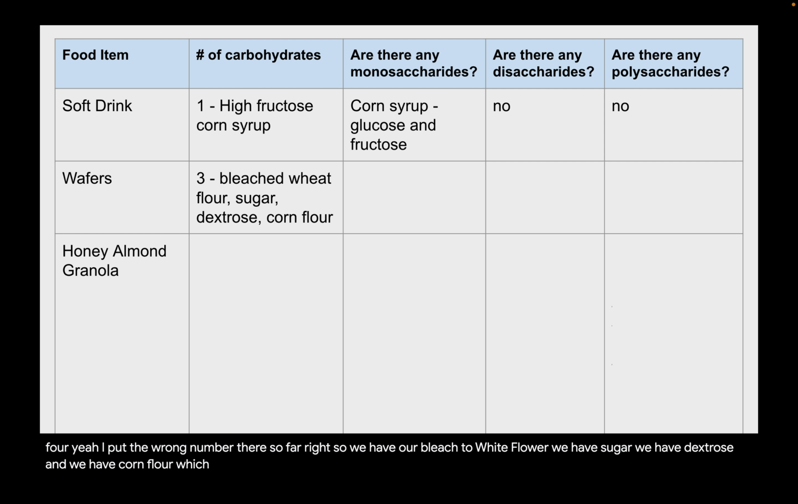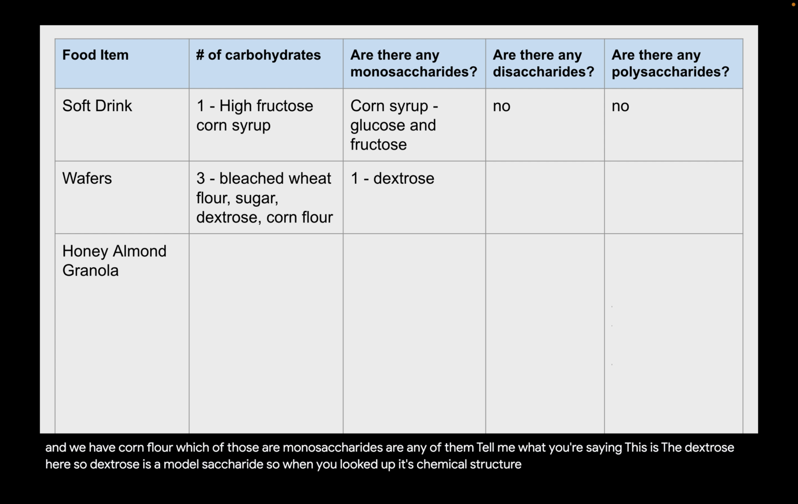Which of those are monosaccharides? Are any of them? Which one? Is it the flours, the sugar, or the dextrose? Yeah, the dextrose here. So dextrose is a monosaccharide, so when you looked up its chemical structure, you only saw that's one sugar, right? It's not connected to anything.